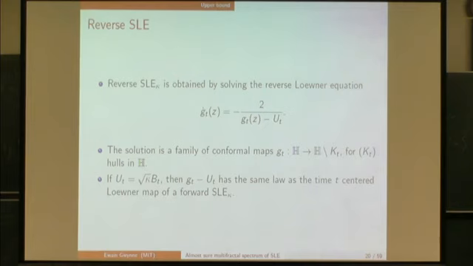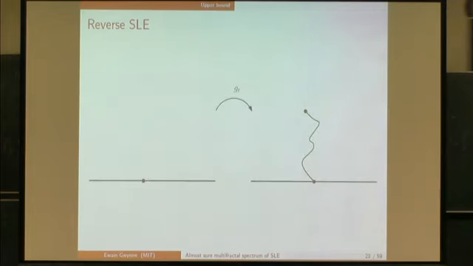And the main reason why this is interesting is that if you look at g_t minus U_t in this setup, then these maps are going to have the same law as the time t-centered Loewner map of an ordinary forward SLE kappa at each fixed time t. However, the whole collection of maps doesn't have the same law. It's just an equality in law at each fixed time. So this is our setup. We just got this reverse SLE Loewner chain, which is going from the upper half plane to the complement of the curve.